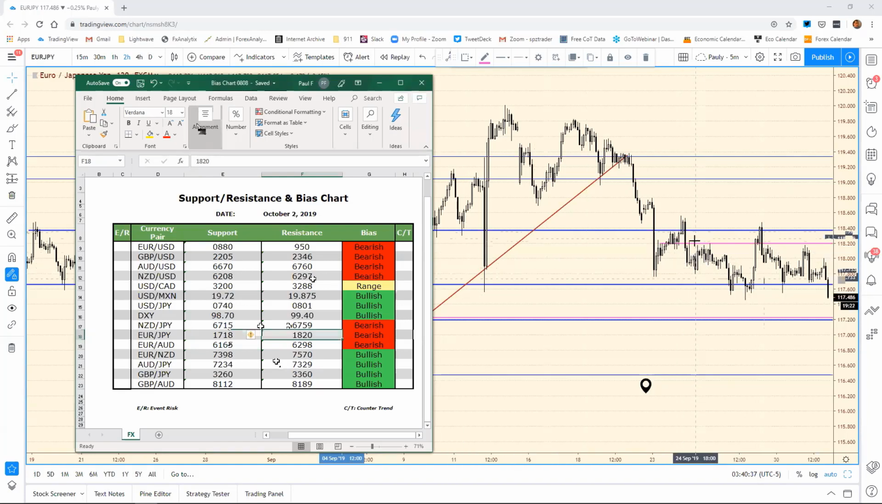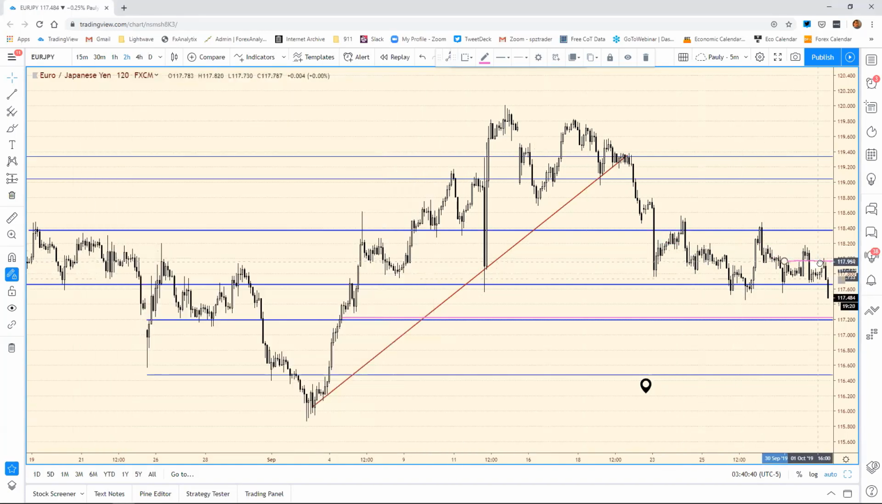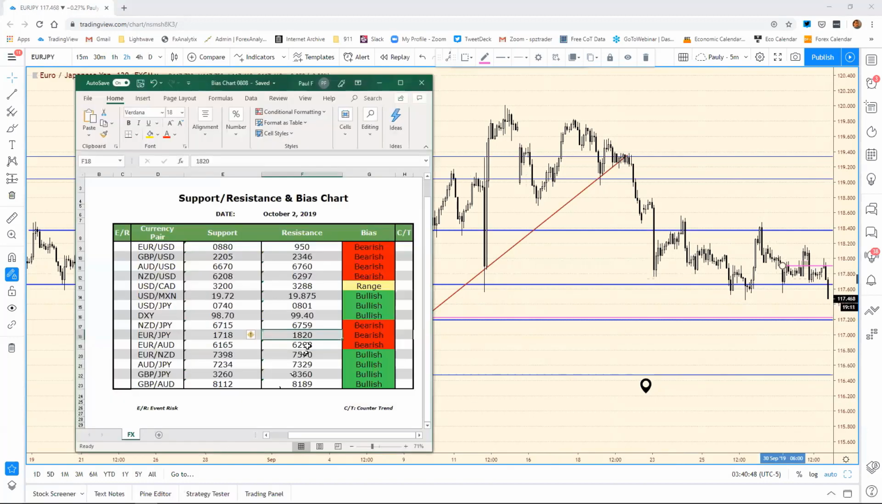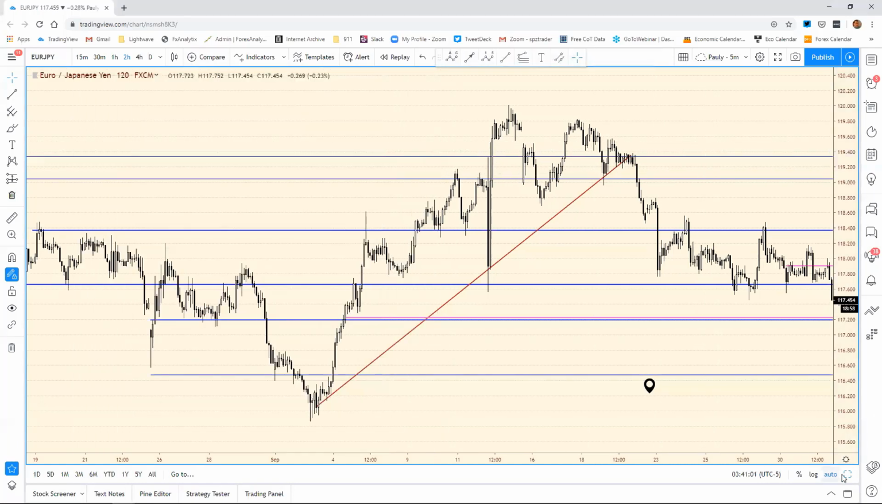On the upside, 17.89. Let's go into the euro odd.